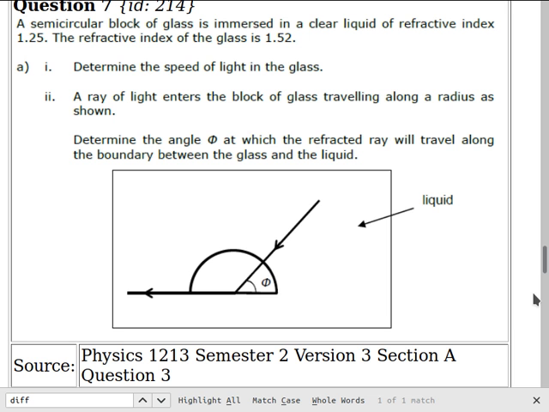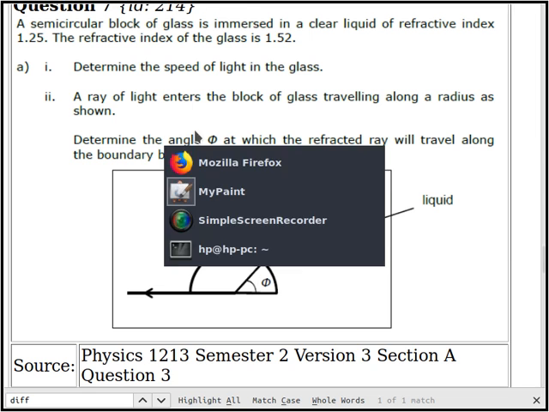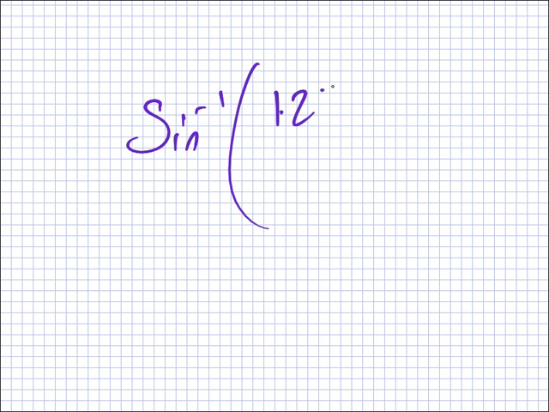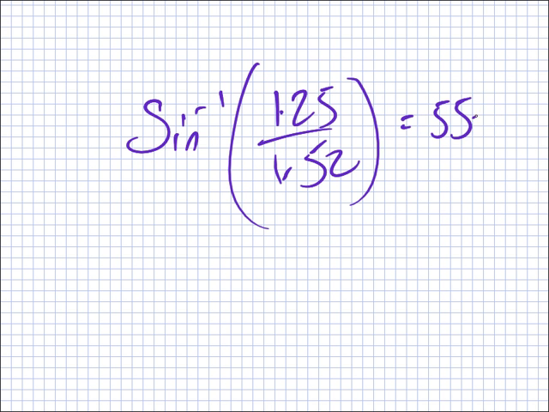And the last part here is, what are they looking for? They're looking for the critical angle. So it's going to be sine inverse of 1.25 over 1.52, isn't it? Yeah. 55.3. You okay with that?